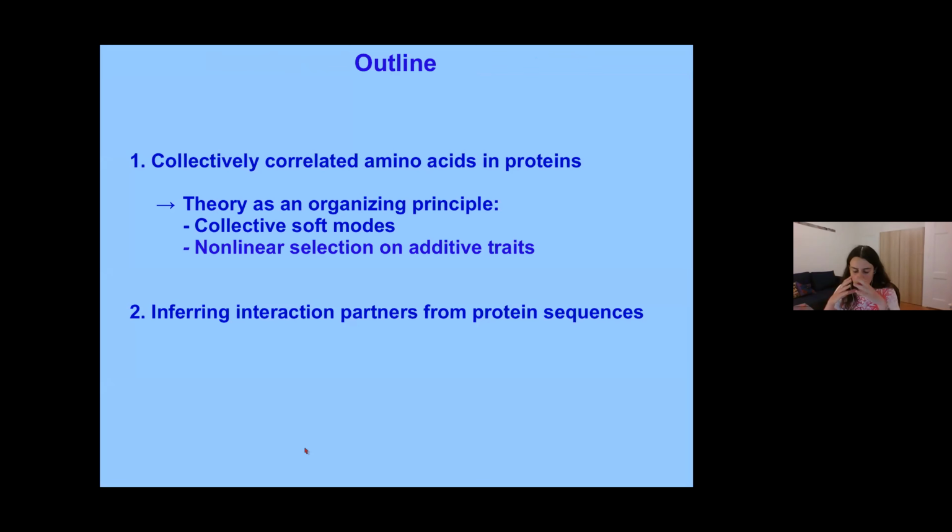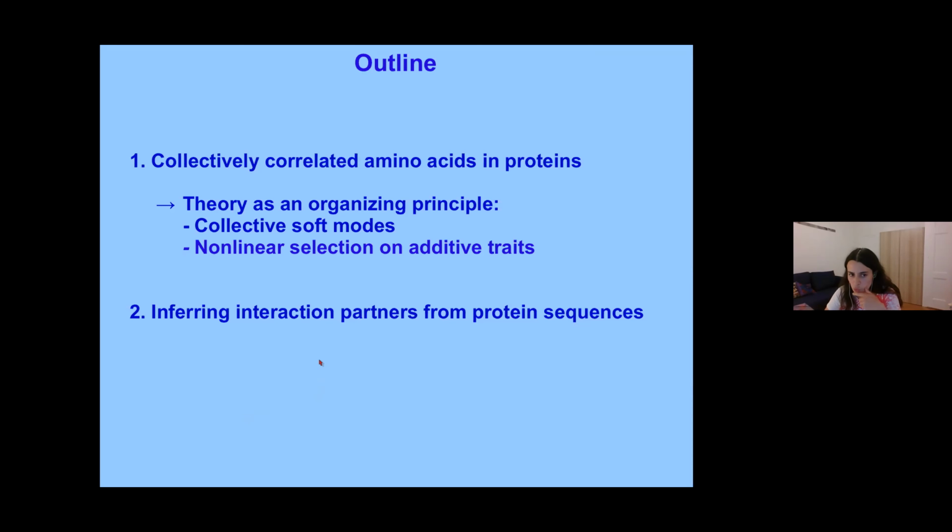So to summarize on this part, I would say that in this small area, theory can be really viewed as an organizing principle, which showed us the importance of collective soft modes and nonlinear selection on additive traits on the sequences that we can observe, the data that we can observe.